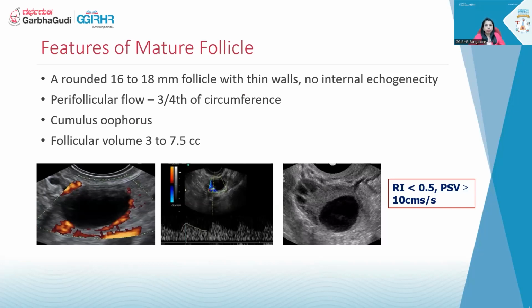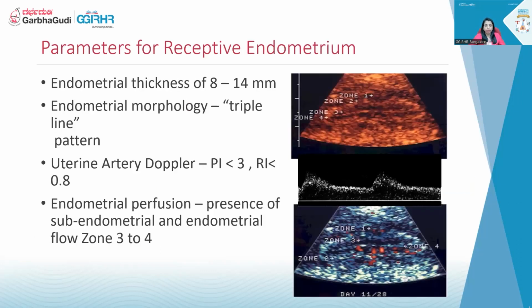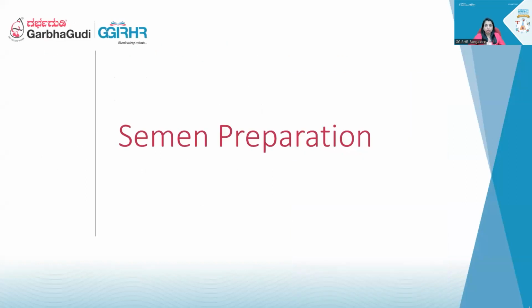So as described, the follicle should be at least 18 millimeter in size with 3/4 of peripheral vascular flow, with cumulus oophorus and a volume of the follicle about 3 to 7 cc. At the same time, a receptive endometrium of about 8 to 14 mm, which is triple line in pattern, which shows good zone 3 or 4 vascularity. And if you do a uterine artery Doppler, the RI should be less than 0.8 and PI should be less than 3 for good implantation chances.